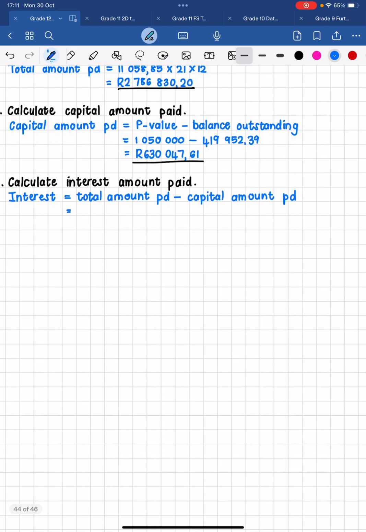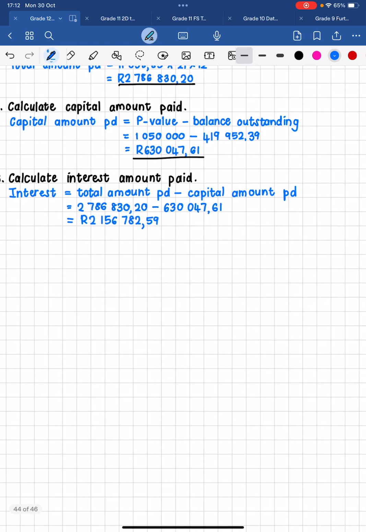So the total amount paid was 2,786,830.20. And you don't have to write these formulas down every time. The formulas, those are just for you, okay? But in your actual question, or when you're answering your question, you are just going to put the values in. Equals, let me just quickly work this out. I am getting 2,156,782 Rand and 59 cents. How rude that he has paid that much money for interest after 21 years on a 1 million Rand loan. Terrible, but that is how it works, unfortunately.